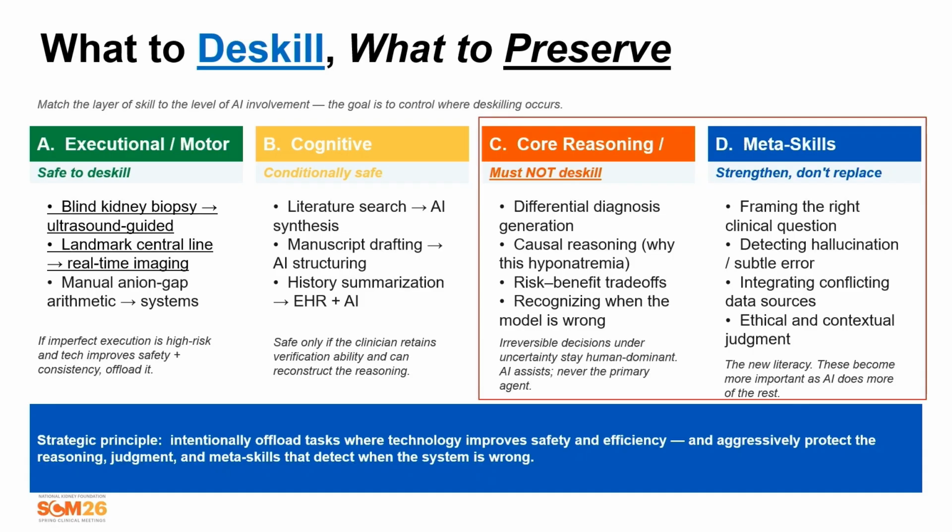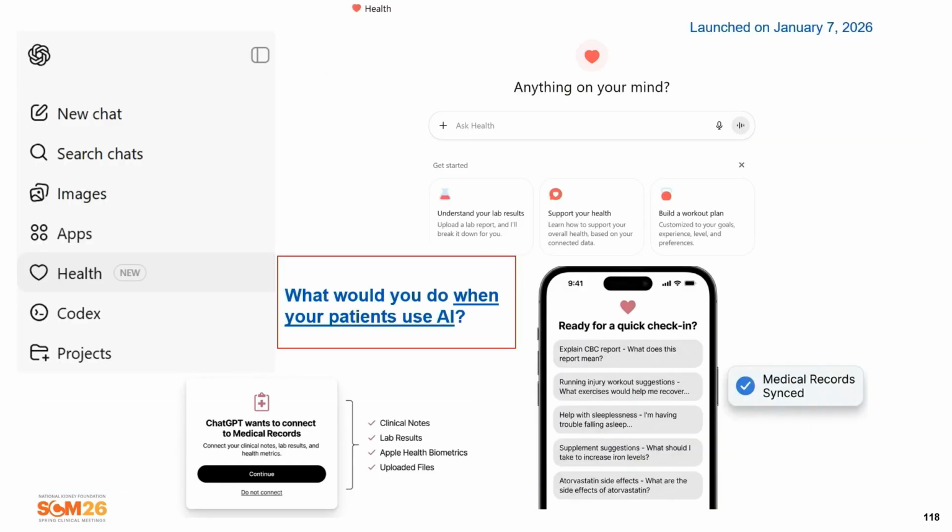So now that we use ultrasound and use AI, some skills improve patient care and patient safety, and I am ready to de-skill those. But some skills that are important for my value, I'm not going to de-skill. Now I'm going to finish my talk on the patient side, because the patient is also important.